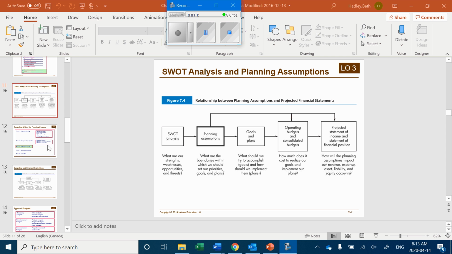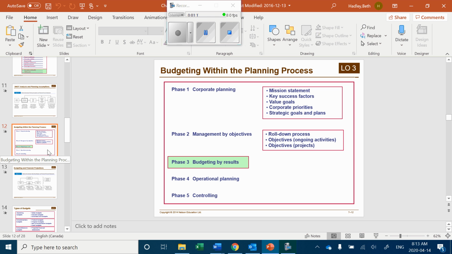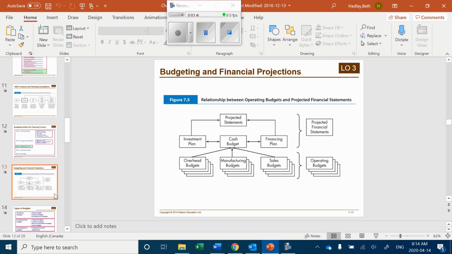Okay, so now we're going to start talking about the budgeting process. Once we figure out all of our goals, and whether we need to alter our mission statement or overall strategy for our organization, we're going to start looking at budgeting for these assumptions. We start looking at budgeting on page 277.